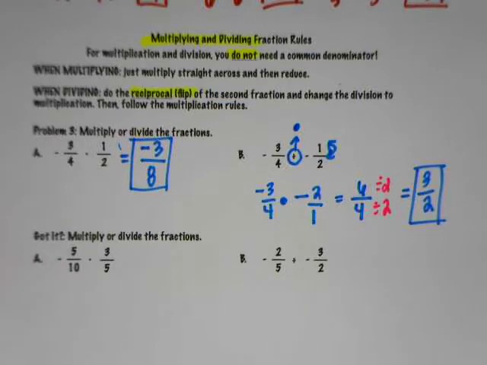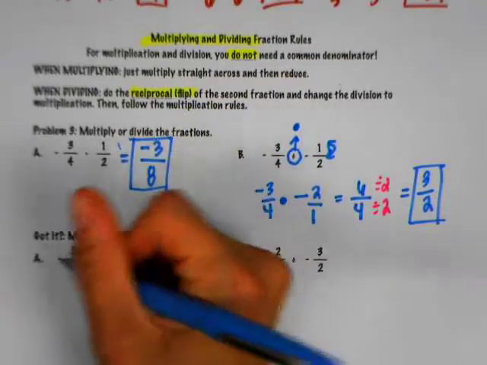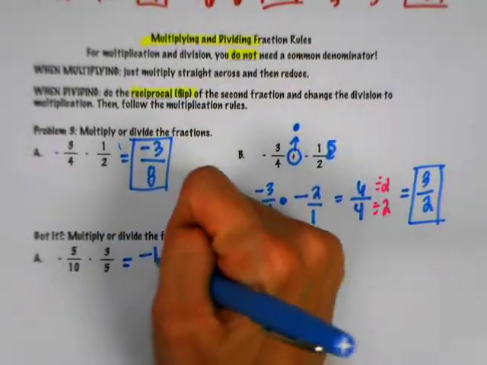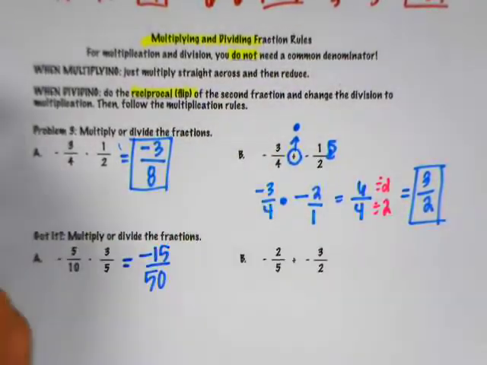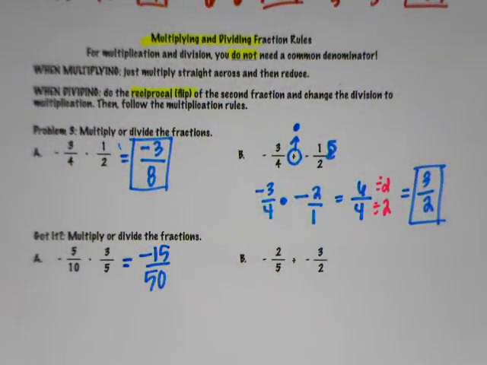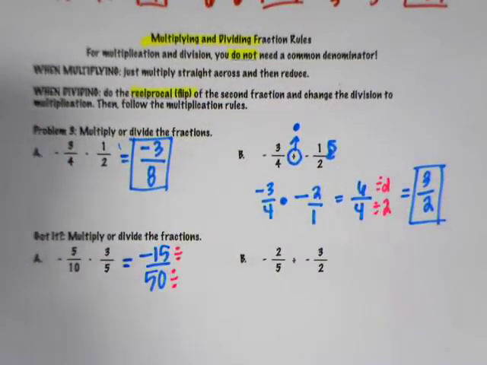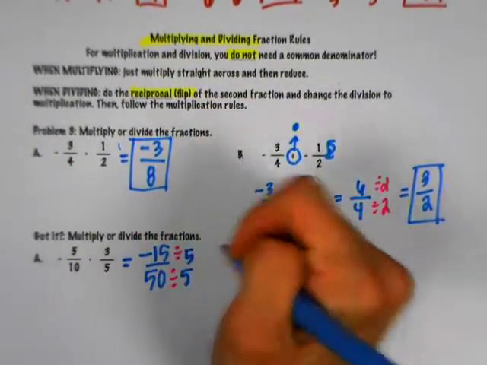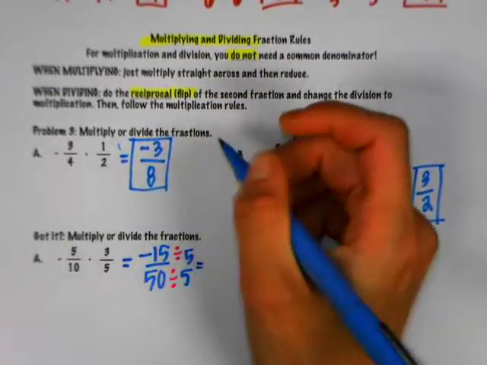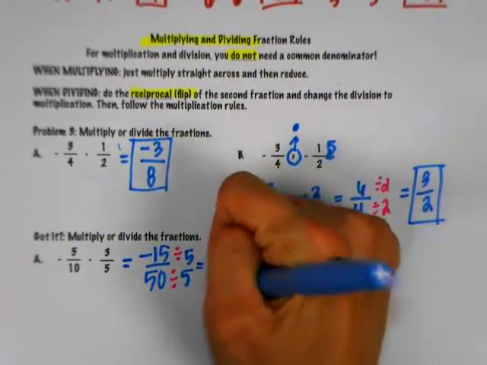All right, for the first one, if you know how to do that reducing thing at the beginning where you diagonal cross reduce, and you're successful at it, you can do it. I don't want to teach it for the first time at this point, okay? So here, multiplication, straight across, so you should get -15/50, and then that can be reduced, right? What can I divide those by? 5, good. So you're going to get -3/10.